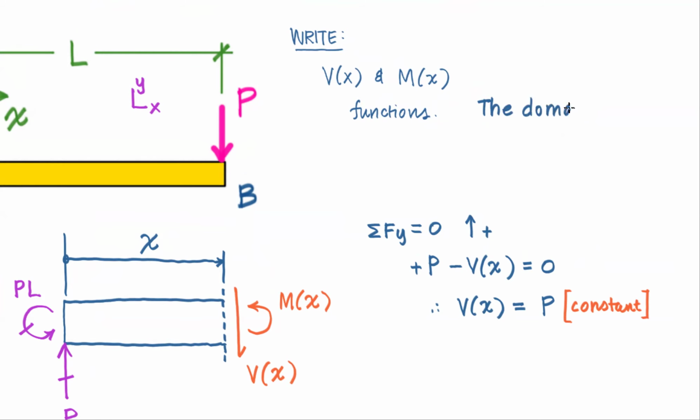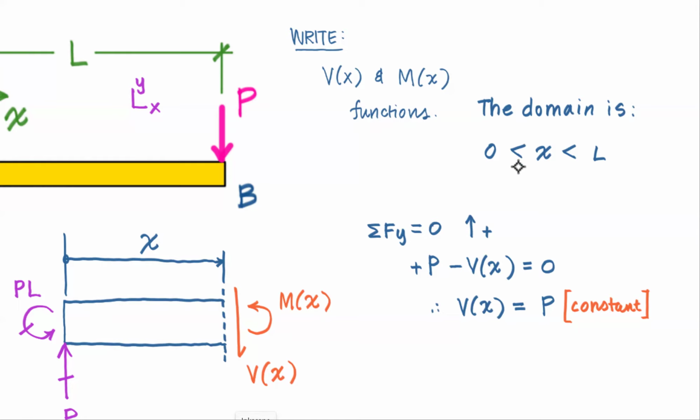The domain of x is, so we're going to use a single domain. It's going to cover everything from x equals 0 to x equals L. And sometimes I get the question of why I'm not putting less than or equal to, greater than or equal to types of symbols there. And the reason why is because we have jumps and discontinuities at the end.